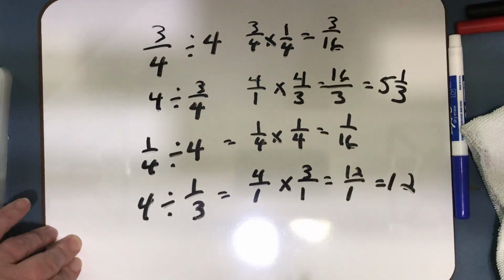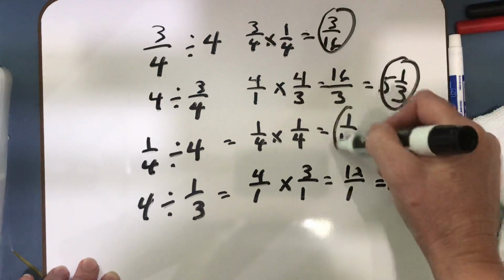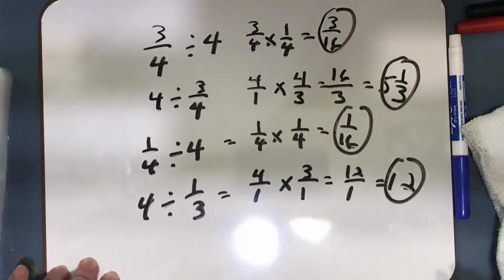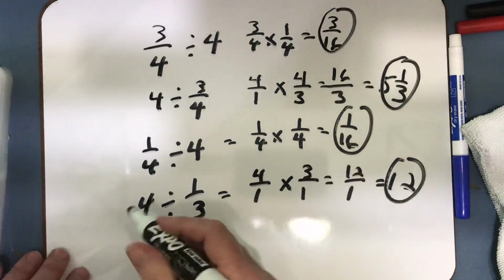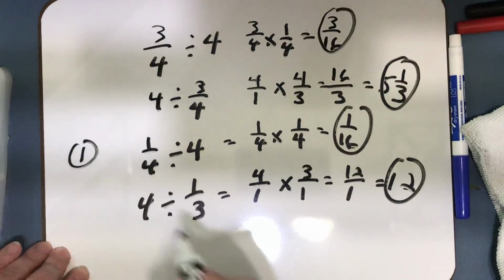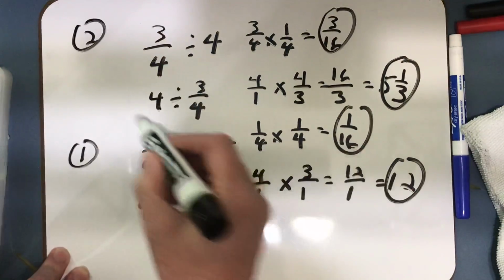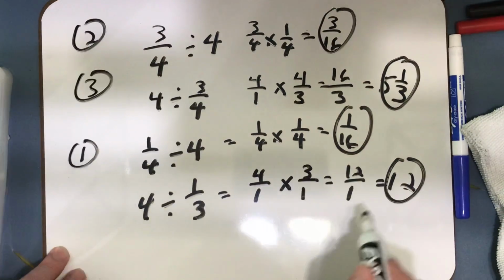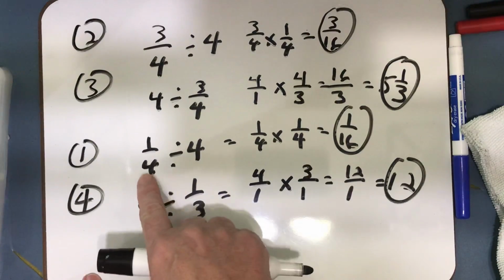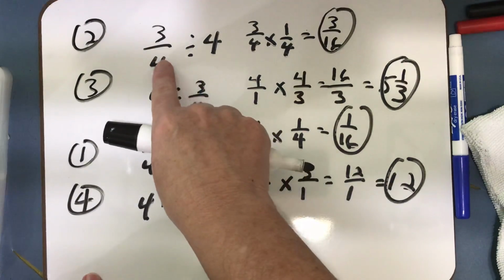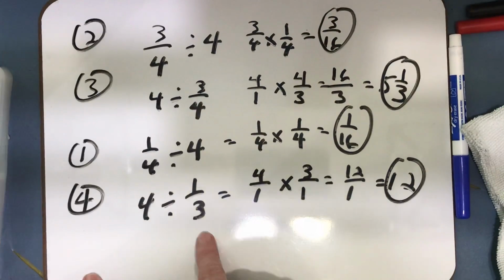Now I have to look at my quotients. I have 3/16, 5 1/3, 1/16, and 12. I'm supposed to order these from least to greatest. Well, 1/16 is the least, so that will be number 1. Then next would be 3/16, and then 5 1/3, and then 12. So that is the order that I would choose: 1/4 divided by 4, then 3/4 divided by 4, then 4 divided by 3/4, and then 4 divided by 1/3.